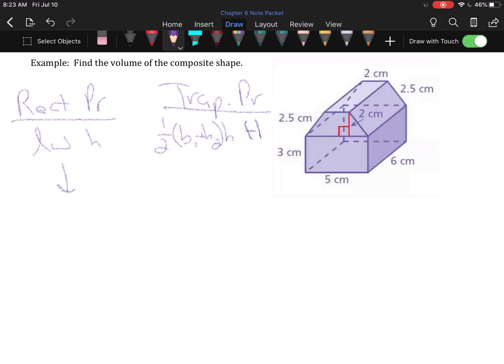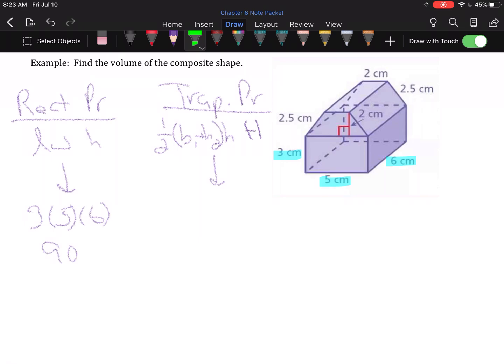The rectangular prism is easy. The length, the width, and the height of the rectangular prism are numbers directly attached to it. So literally it's 3 times 5 times 6. 3 times 5 is 15. 15 times 6 is 90. The trapezoidal prism is a bit worse. We need the bases, the height, the depth of the prism is the same.